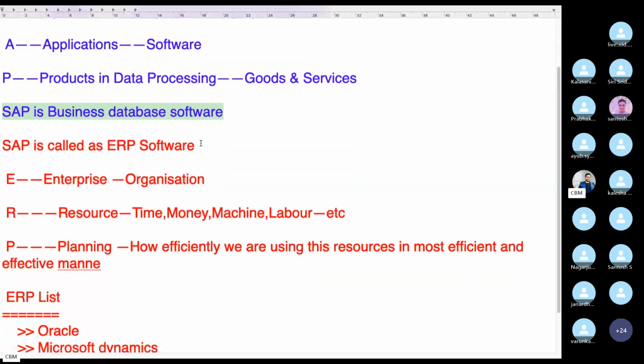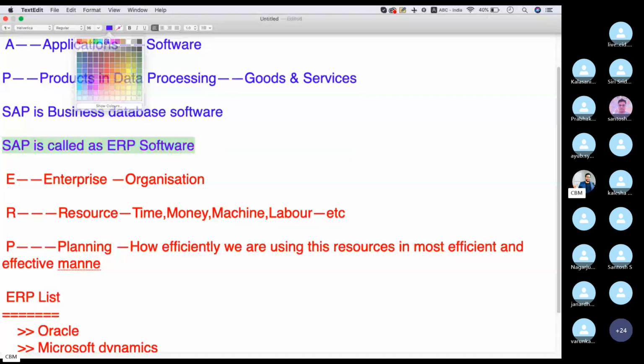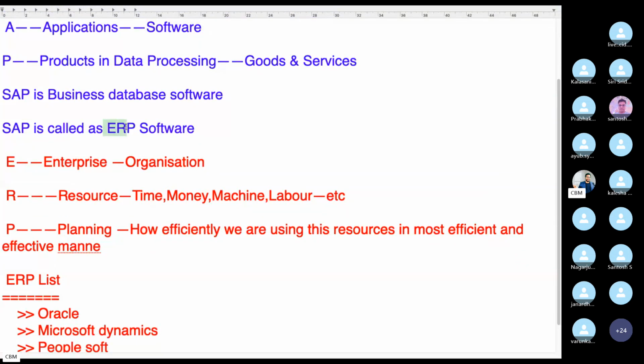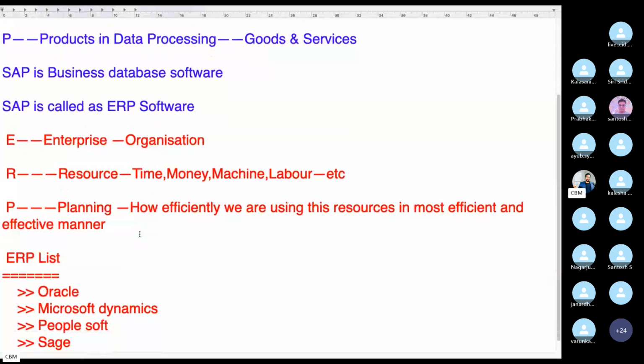Okay, and SAP is also called an ERP software. So why is SAP called an ERP software? I will tell you. What is meant by ERP? ERP means enterprise resource planning. Enterprise means organization. Resource means time, money, machine, labor, etc. Planning means how efficiently you are using these resources, in the most efficient and effective manner. I will give you the overall idea regarding what ERP is.